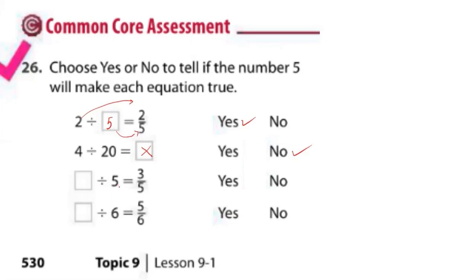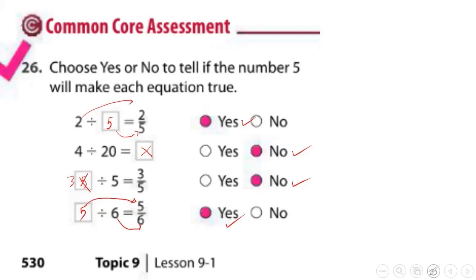Okay. Here, if we divide 5 divided by 5, it will be 3 over 5. No. So this one also is not 5, and the same one here is 3, also not 5. This one is no. The last one, 5 divided by 6 or 5 over 6, 5 numerator, 6 denominator. This one is yes. Check your answer. Correct, as I told you. Copy the answer and move to the next one.